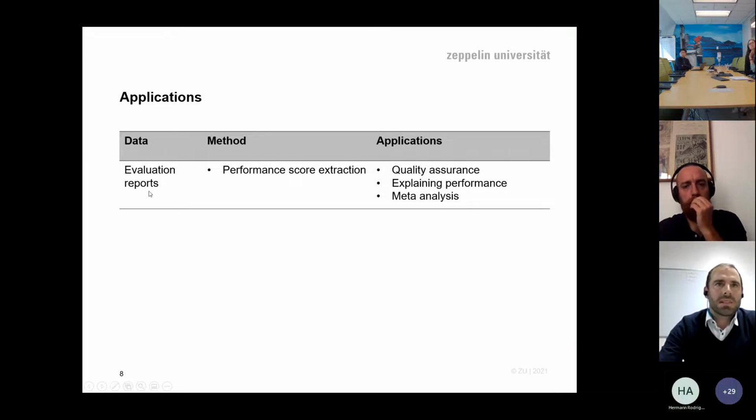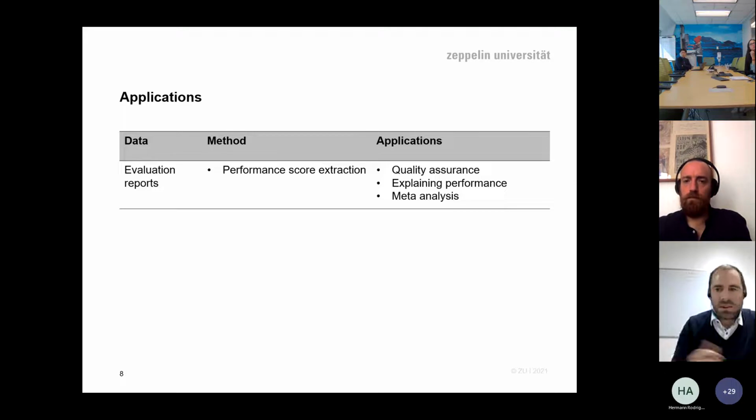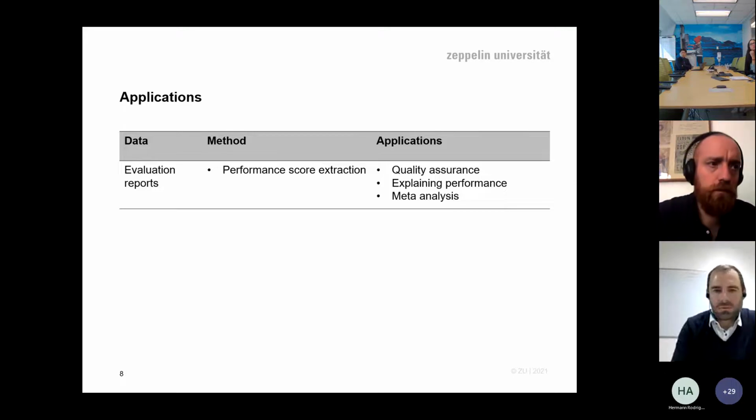So the data here were evaluation reports. The method is to extract quantitative performance scores, and this can be used for quality assurance. It can be used to explain performance across different reports. We are currently thinking about using other methods to find out what were good examples in the reports that are graded good, and what were problematic aspects in reports that are graded less good.